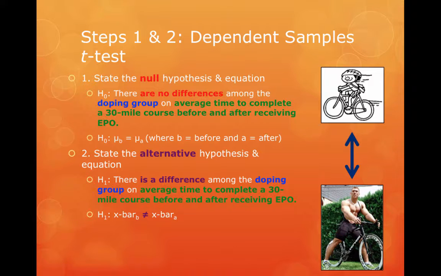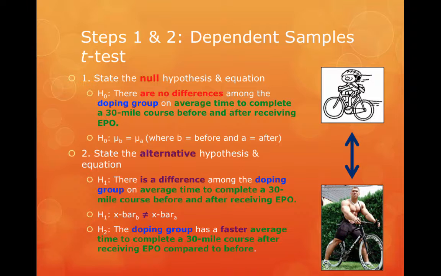But we might feel that we really know what might happen and hypothesize a little bit further and specify that we think that after receiving the EPO, they're going to be faster. So the doping group has a faster average time to complete a 30-mile course after receiving EPO compared to before. So if we're going to state our second alternative hypothesis equation, what would it look like? Well, X bar before is going to be greater than, it's going to be a bigger time than X bar after, the time after receiving the EPO.